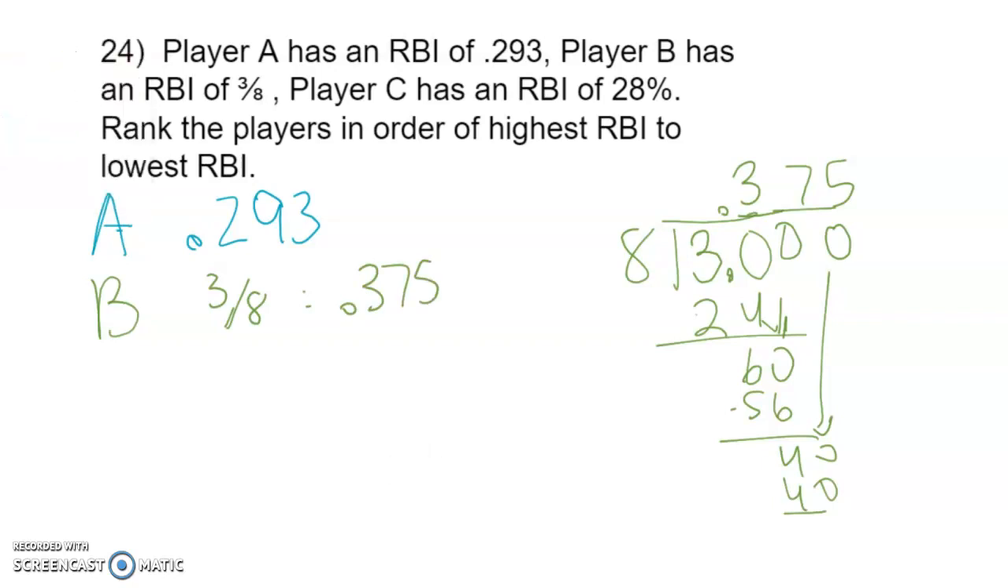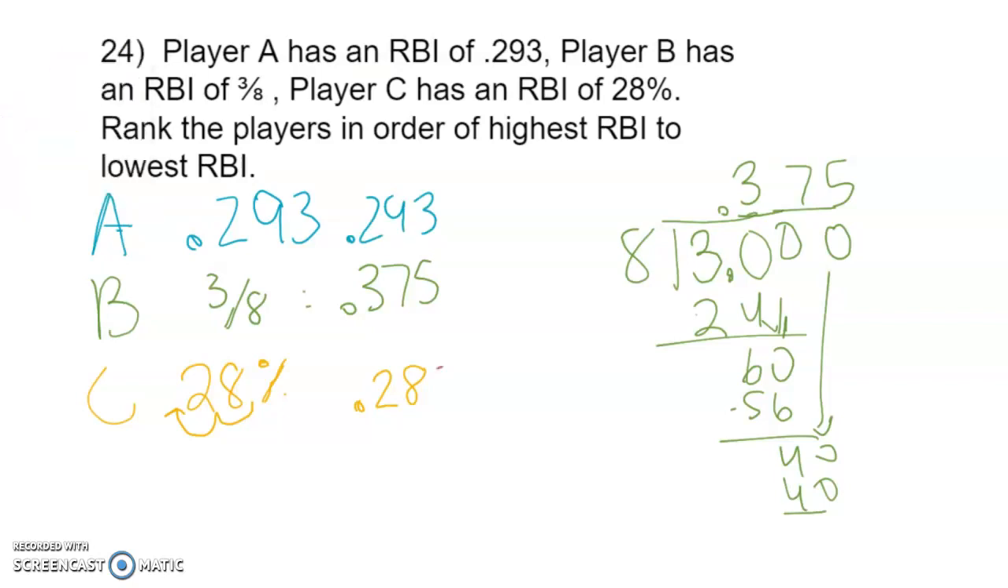And then lastly, we have player C. Player C has an RBI of 28%. To turn that into a decimal, we just move that decimal place 2 spots, and I have 0.28. I'm going to rewrite this one over here, 0.293. So I've got all the decimals lined up in a row.